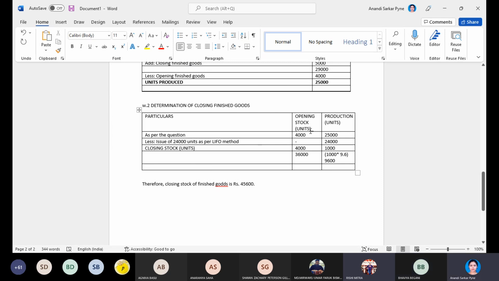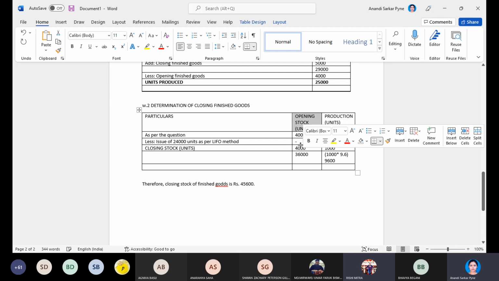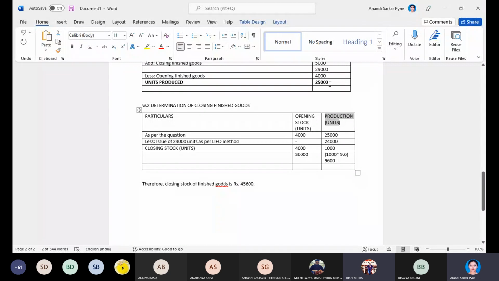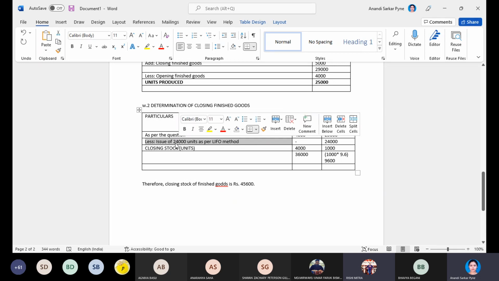As per the question, opening stock is 4,000. Production units we have found out is 25,000. Now, while issuing 24,000, why do we issue 24,000 units? Because we need to sell these units. An order came for selling these 24,000 units. So we are issuing this on the LIFO method, as mentioned in the question. So the issue of 24,000 units is as per the LIFO method.